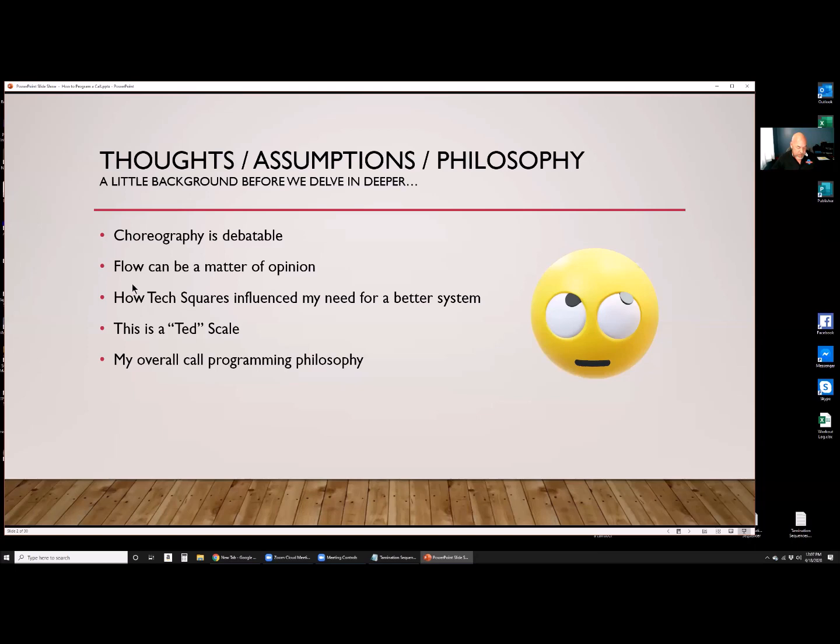So basically, the overall calling philosophy here is designed to be debatable on purpose. I'm going to explain to you exactly how I look at it and approach it and why I do it. But if you don't agree with it, that's fine. It's designed for you to make it your own, kind of take it away and do what you need to do.